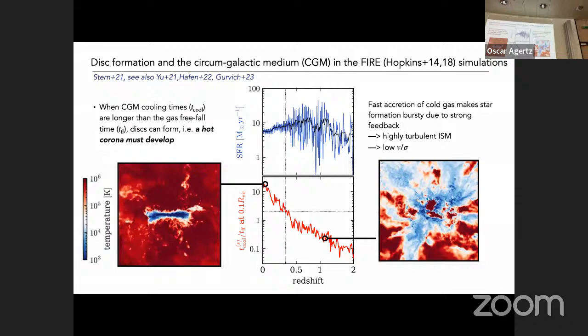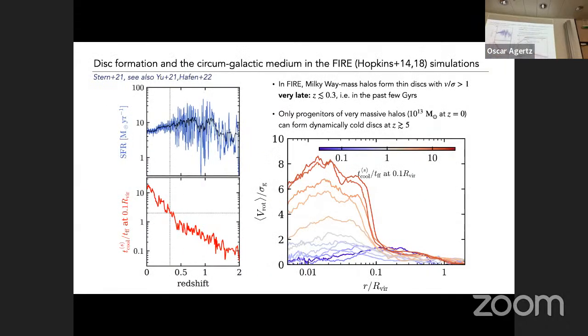The problem here, of course, as you see, is that this is redshift 0.3. So this happened very, very late in this evolution. It's a mess early on, and then in the last few billion years, you managed to form a disk. Here is another way of presenting this.